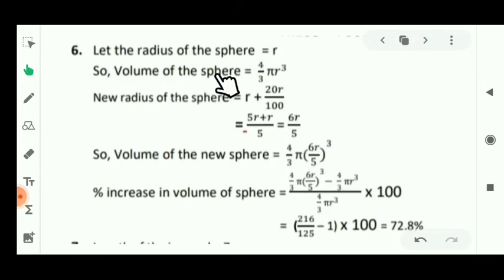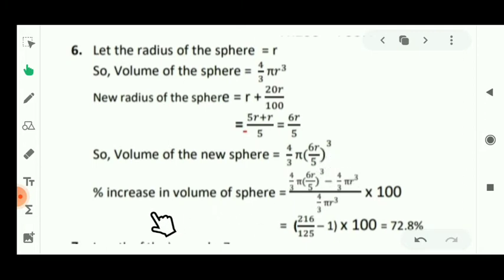Let firstly radius of the sphere be r. As you know, the volume of a sphere's formula is 4/3 pi r cube, and according to the question, there is a 20% increase in radius, that means the new radius of a sphere will be r plus 20% of radius, that means 20r/100. After solving it, its value will be 6r/5. Now from the radius, we will find the new volume of a sphere, that is 4/3 pi, and r's value is (6r/5) whole cube.